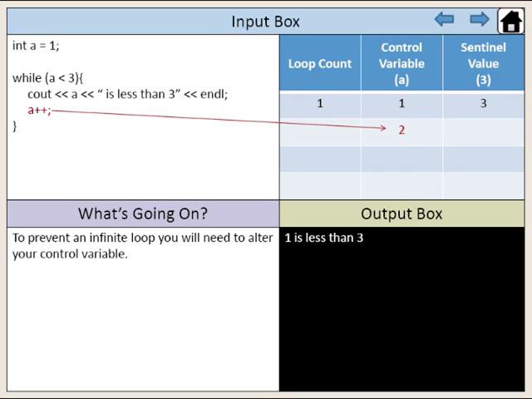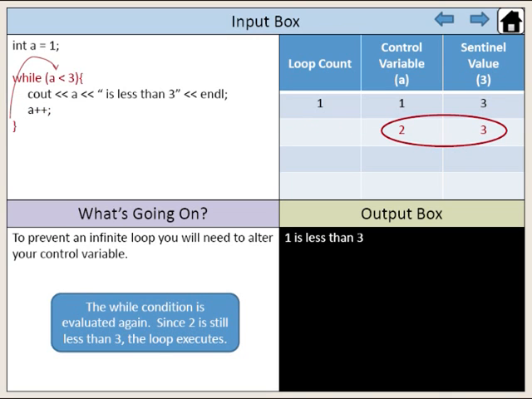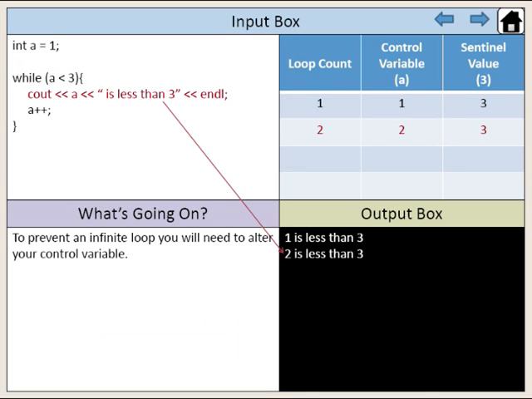When the loop reaches the expression a++, the value of a is increased by 1. Therefore, a becomes 2. The while condition is evaluated again. Since 2 is still less than 3, the loop executes again. This time, notice in our display, a is 2.